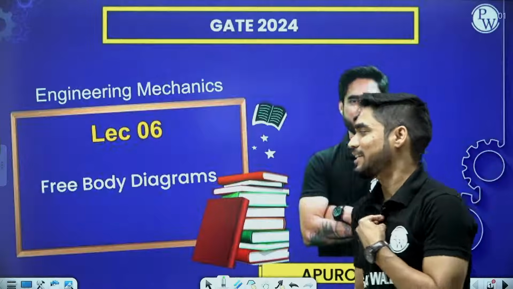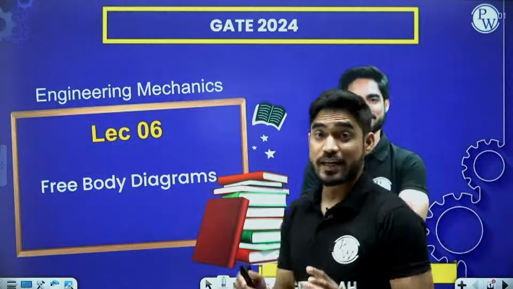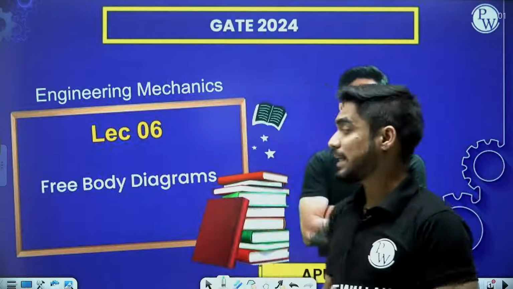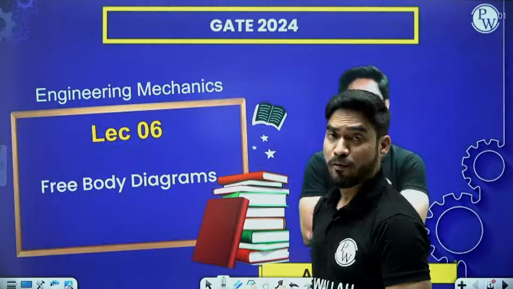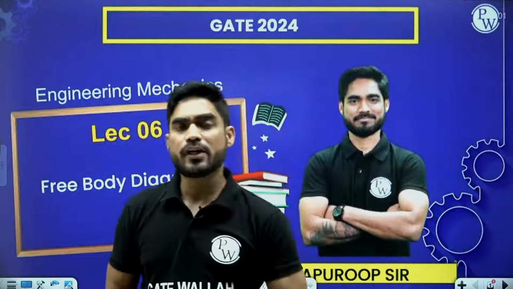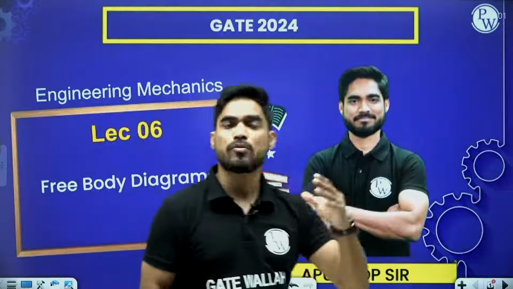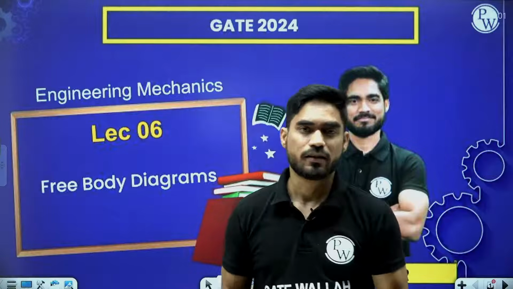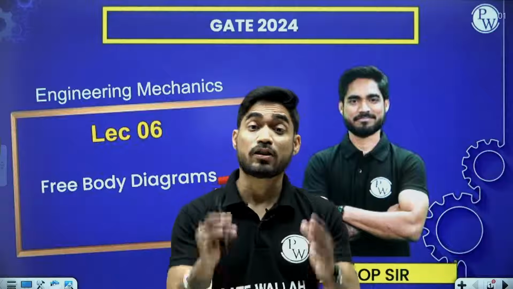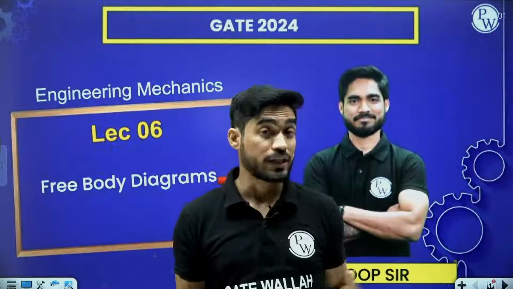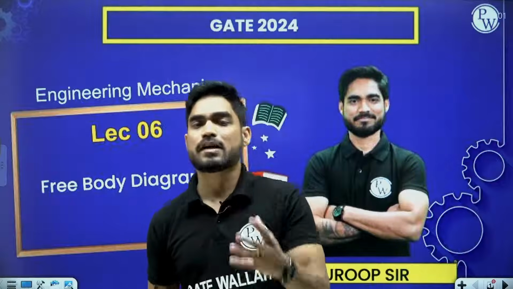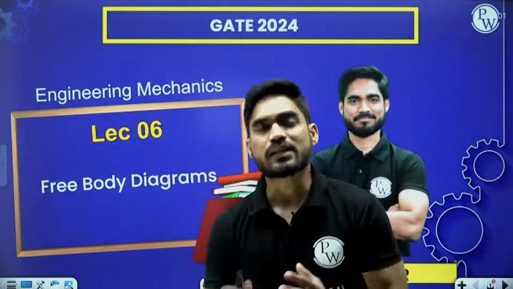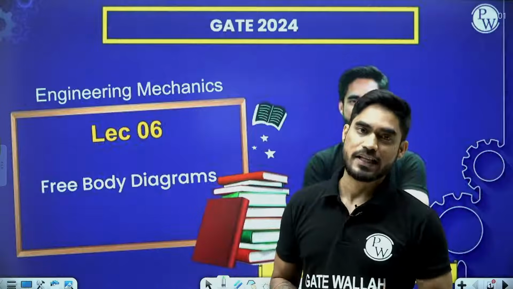This is lecture number 6 and in this lecture we are going to cover a very important topic known as free body diagrams. Why is it a very important topic? Because whenever you need to find forces, whenever you need to analyze forces, be it statics or kinetics, you have to first draw the free body diagram of a body. So what is a free body diagram and how do we draw this? That is what we are going to cover in today's lecture.